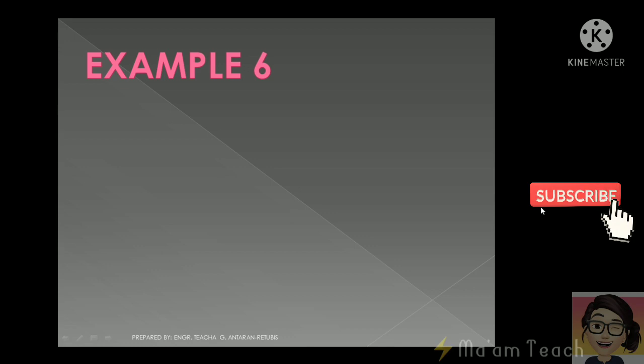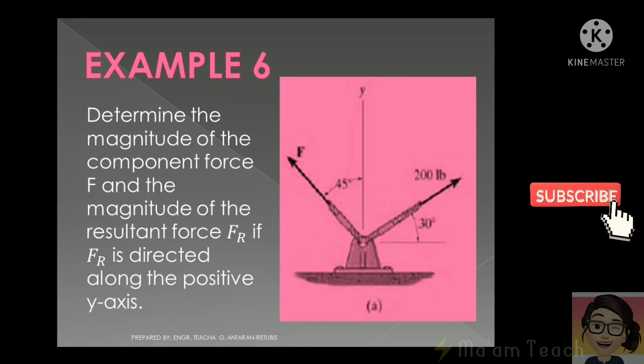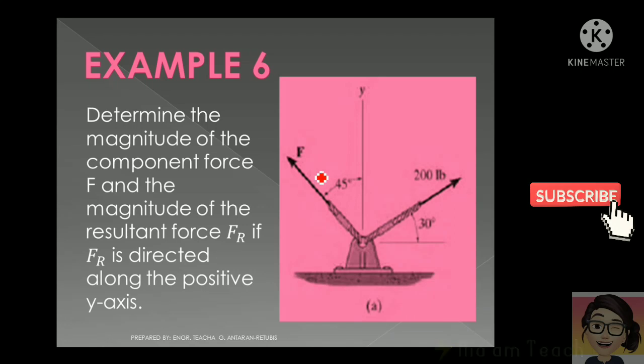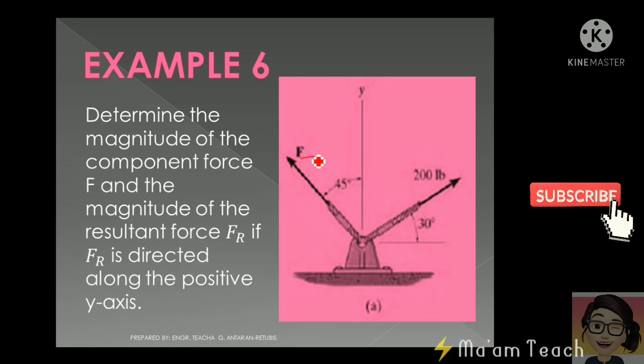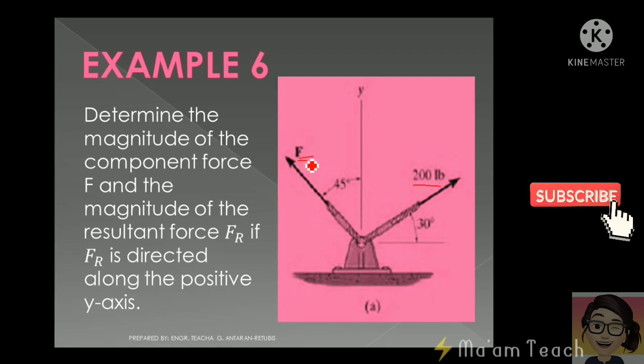So for our example number 6, we have this problem. In this problem, we are to determine the value of the force here, which is force F. And we are to determine also the magnitude of the resultant force. So take note, to solve for the resultant force, we have to add vectorially the 200 pound and the value of this force F. Okay, so that's the resultant force.